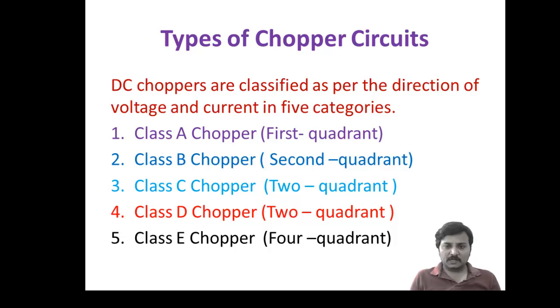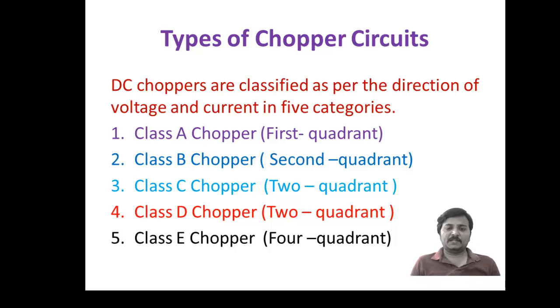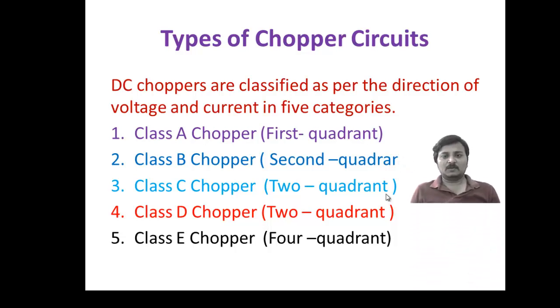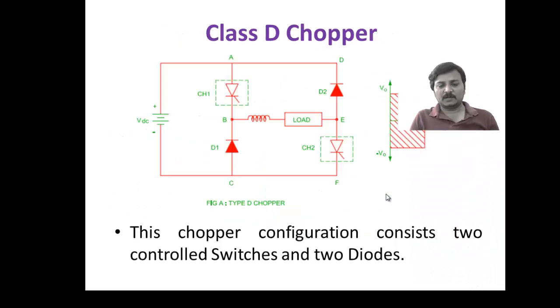Class D chopper is a two-quadrant chopper similar to the class C chopper, but class D chopper operates in the first quadrant and fourth quadrant, whereas class E chopper operates in all four quadrants. So let us see the configuration of class D chopper.